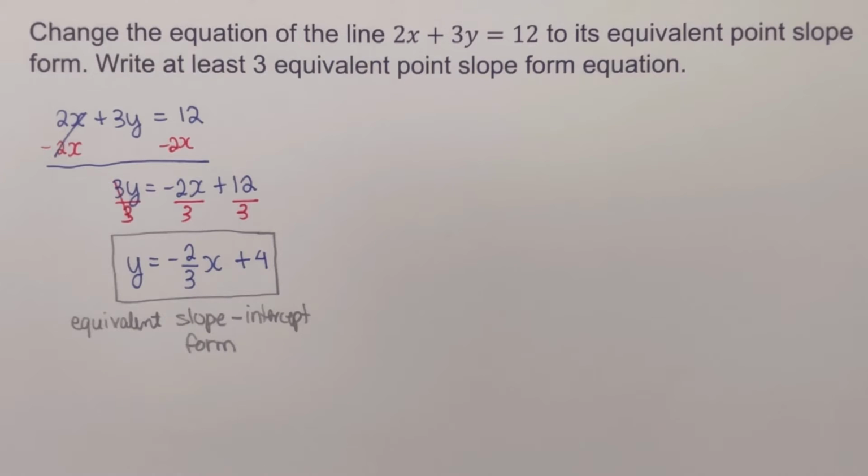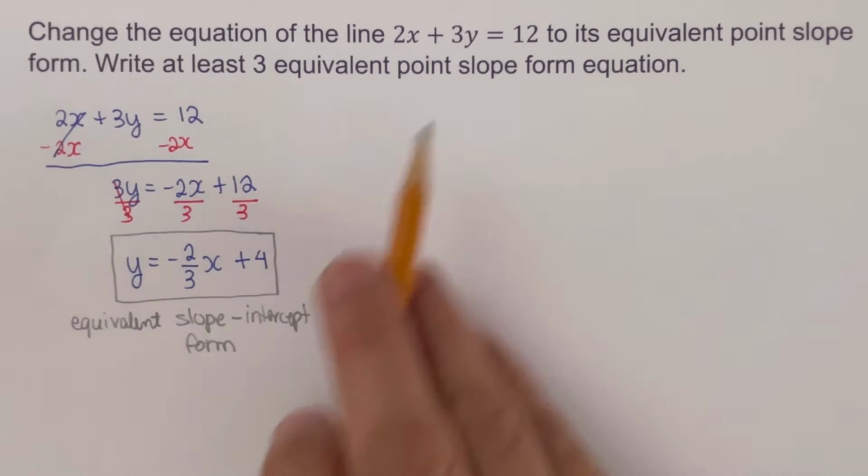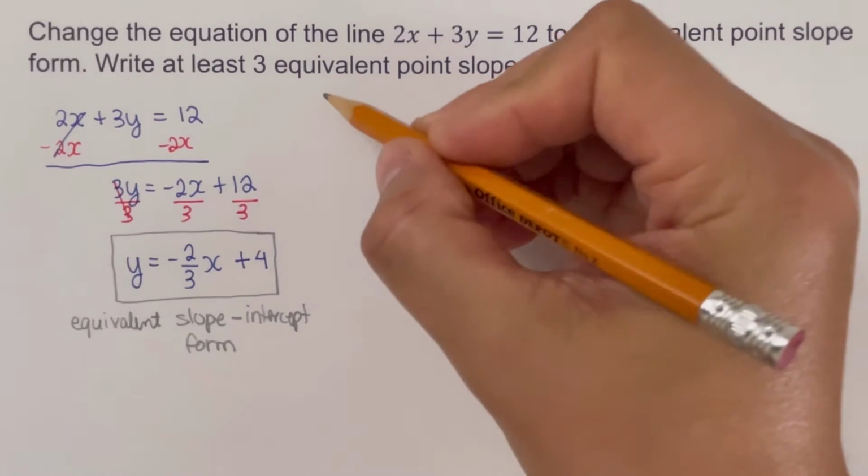However, in this problem, we're supposed to write the equivalent point-slope form. So we go ahead and transform this again into its equivalent point-slope form. So I'm going to go ahead and write that up here.